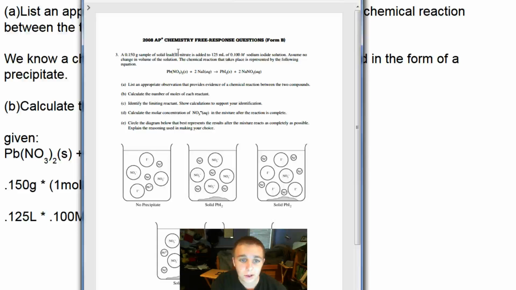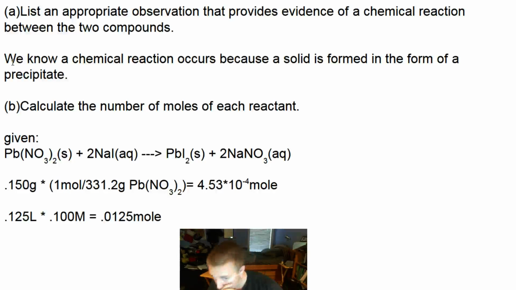A 0.150 g sample of solid lead(II) nitrate is added to 125 milliliters of a 0.1 molar sodium iodide solution. Assume no change in volume of the solution. The chemical reaction that takes place is represented by the following equation: Pb(NO3)2 plus 2 NaI goes to PbI2 plus 2 NaNO3. This is balanced already. There's 1 Pb, 1 Pb, 2 NO3, 2 NO3, 2 Na, 2 Na, 2 I, and 2 I.